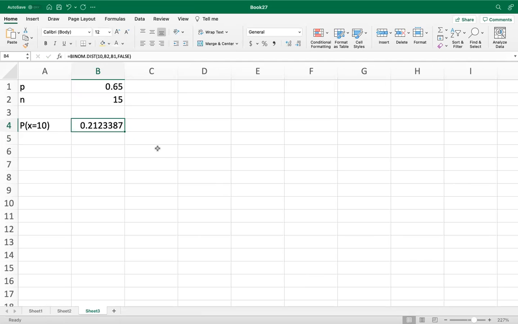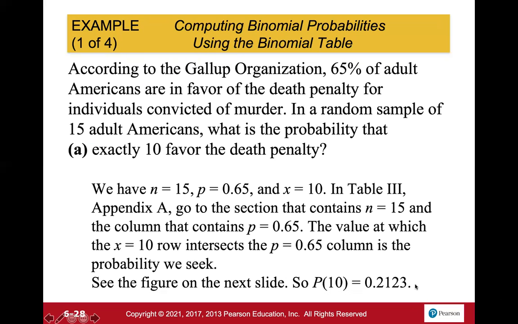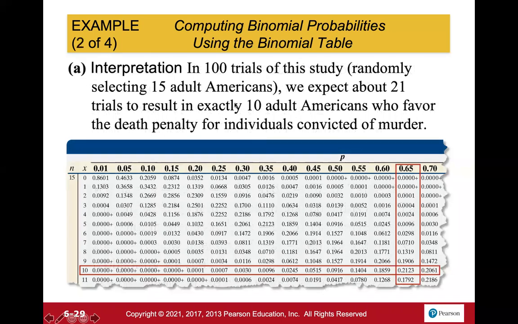So that's where we get the 0.2123. 0.2123 is what the table on the back said. And you can look at the table. They looked at P equaling this right here, 10 equaling this here. The downfall of using the table is that you can only get the values that they give you. When P is equal to 1%, 5%, 10%, 15%, 20%, only these percentages right here. So you don't really get a great estimation in these tables.